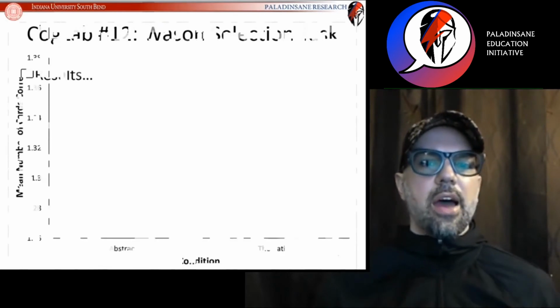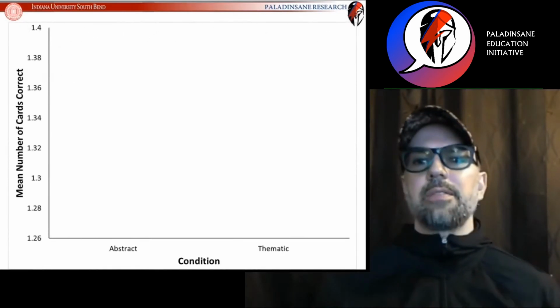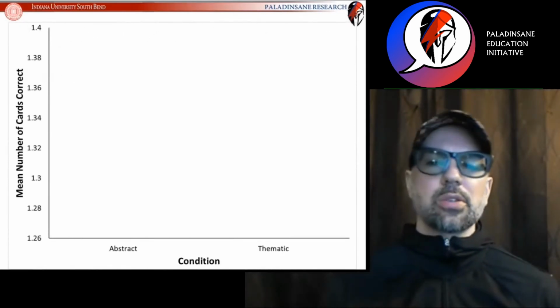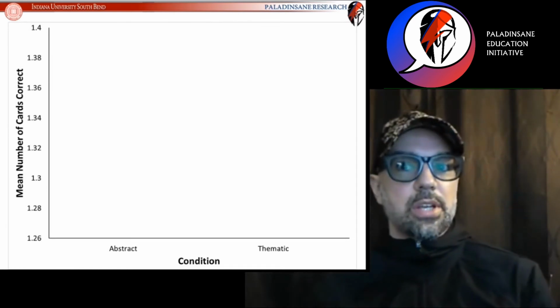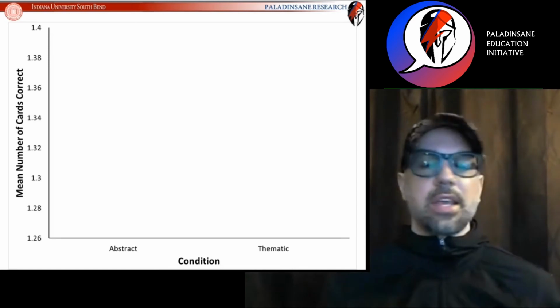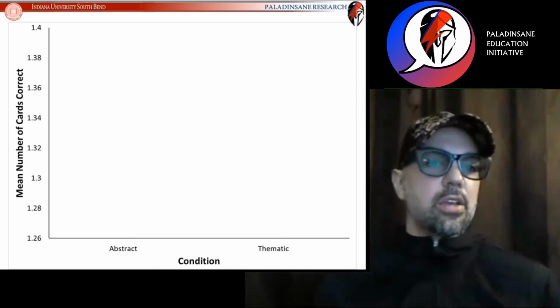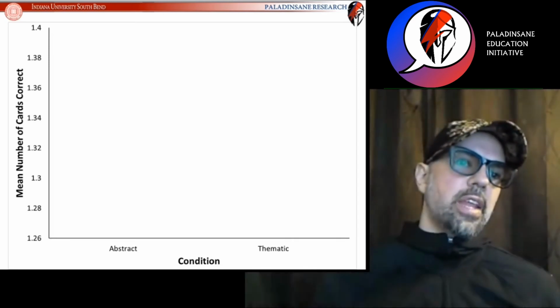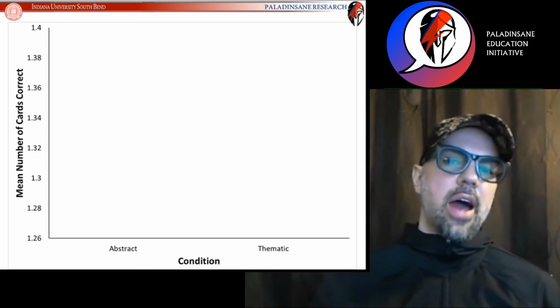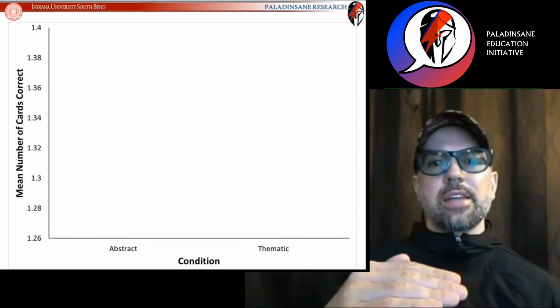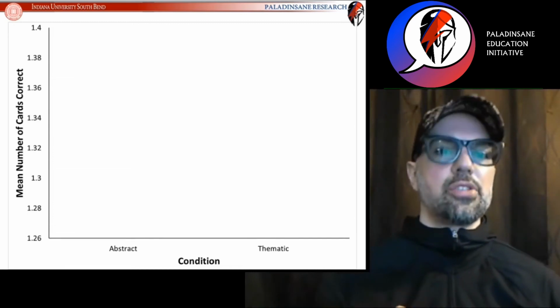So here we have, on the x-axis, the type of question that was being asked, or the type of syllogism. Was it an abstract syllogism, or was it a thematic syllogism? Abstract, can't use world experience. Thematic, you could use world experience. And then on the left side, we have the mean number of cards correct. And basically, the higher the bar goes, the more correct cards you chose.